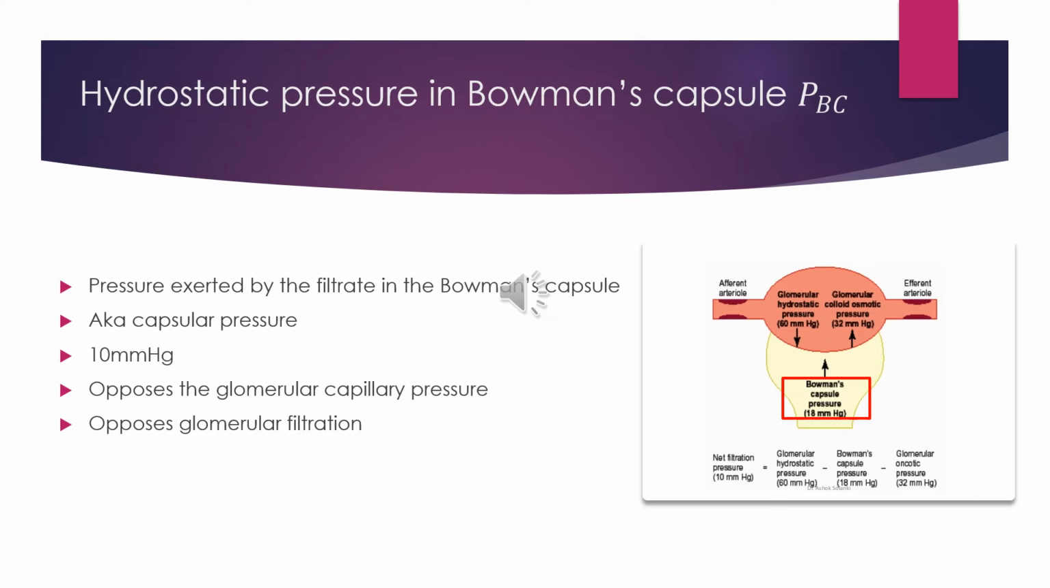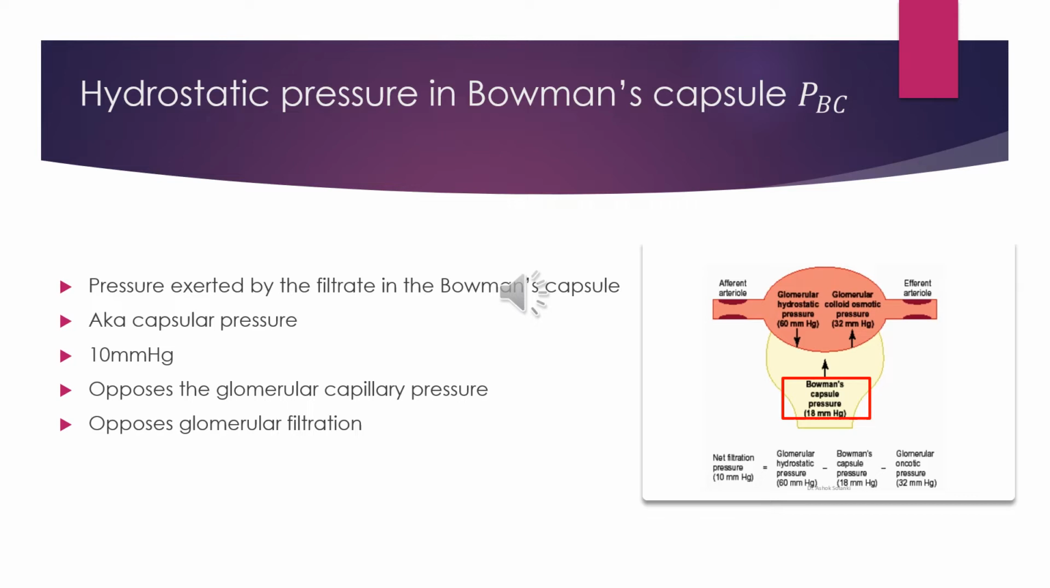Next is hydrostatic pressure in Bowman's capsule or capsular pressure, notated as PBC. So this is the pressure exerted by the glomerular filtrate in the Bowman's capsule, and it ranges between 10 to 15 millimeters of mercury. So this hydrostatic pressure in the Bowman's capsule will be acting outwards or pushing outwards the capsule. So it acts in a direction opposite the glomerular hydrostatic pressure. Thus, it opposes the glomerular filtration too.